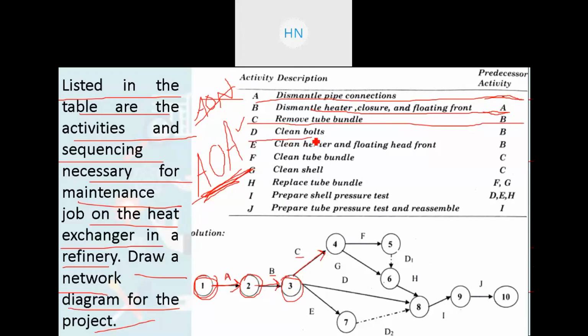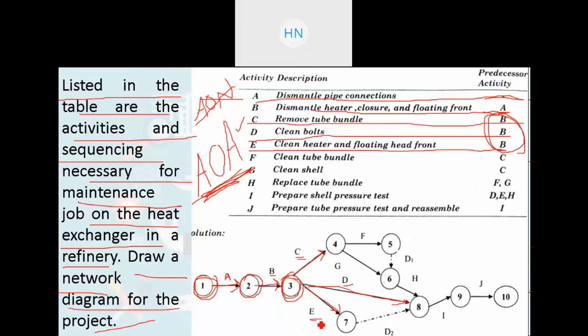Then D, clean bolts, also has predecessor B only. So from the same event number 3 we get one more arrow, that is activity D, coming out from the same event. Then activity E, clean heater and floating head front, has the same predecessor as activity B. Here there are three activities that have the same predecessor, activity B. So after activity B we have three activities coming out. So this E also will come out from the same event number 3, right?